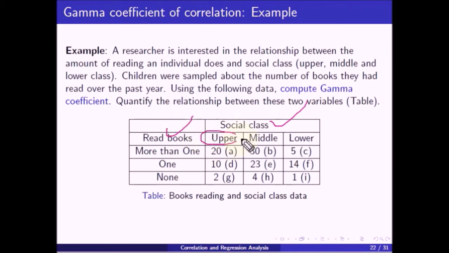Upper class students who read more than one book: 20. Middle class students reading more than one book: 30. Lower class students reading more than one book: 5. Similarly, lower class none: 1. Lower class one book: 14, and so on.